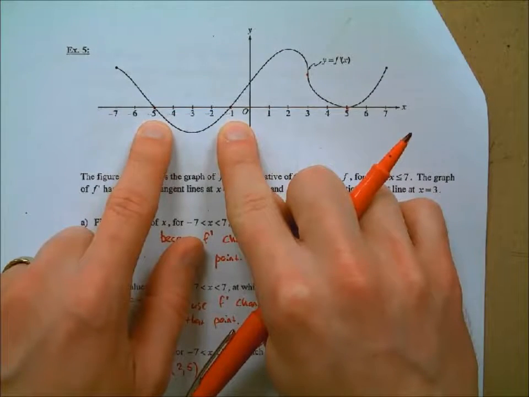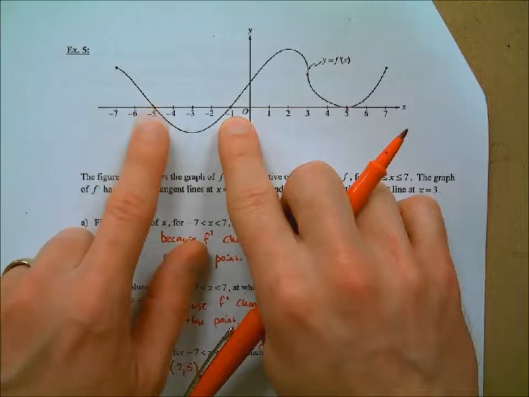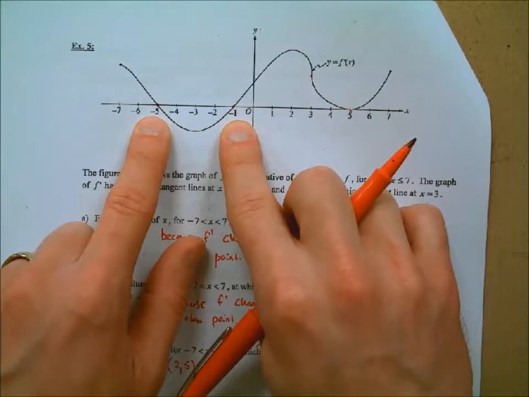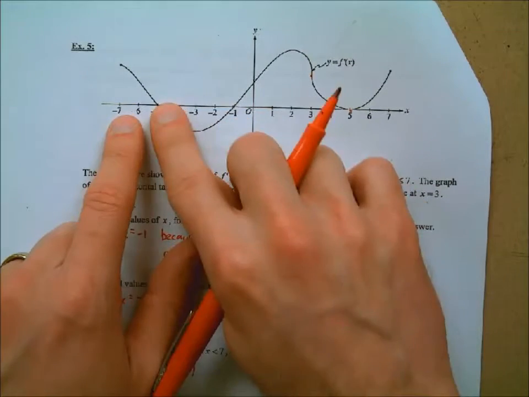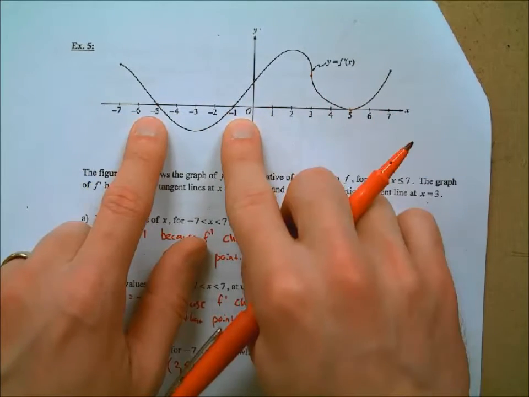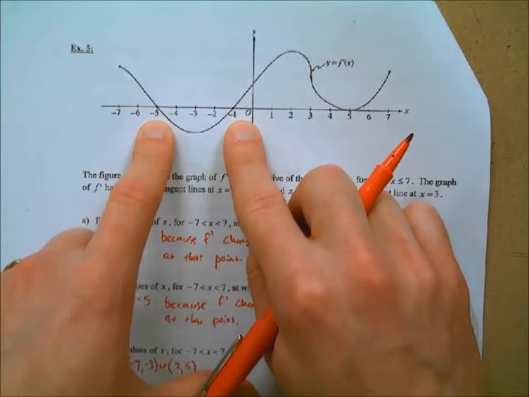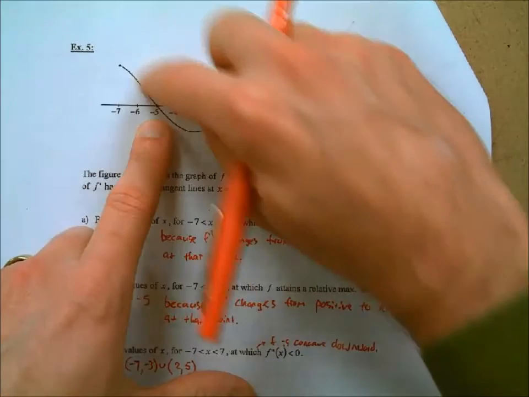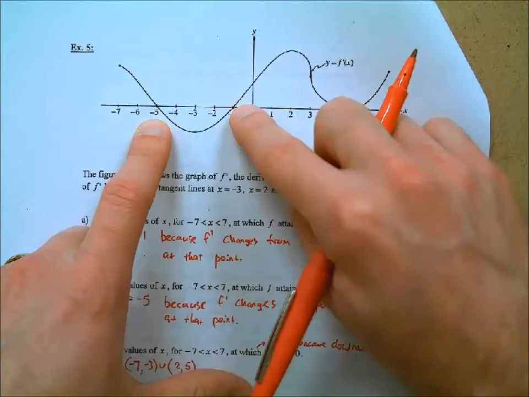Okay, will f of negative 1 be higher or lower than f of negative 5? Lower, because f prime is negative between those two, so f is decreasing from negative 5 to negative 1. Okay, so right now it looks like negative 5 is our highest point. We increase from negative 7 to get to negative 5. We decrease after negative 5 to get to negative 1.